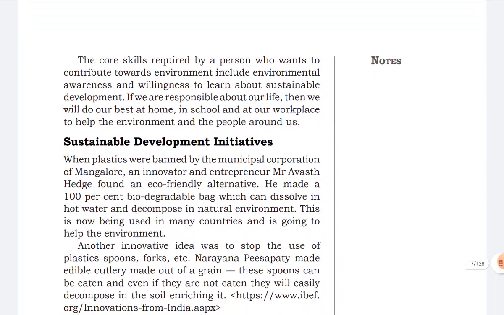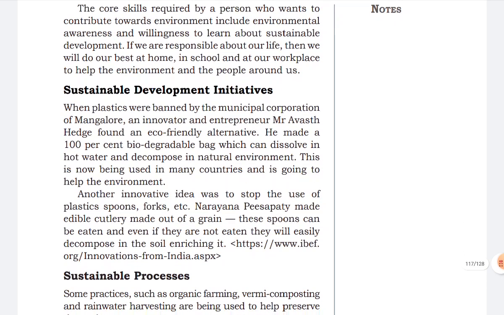The core skill required by a person who wants to contribute towards the environment includes environmental awareness and willingness to learn about sustainable development. If we are responsible about our life, then we will do our best at home, in school, and at the workplace to help the environment and people around us.